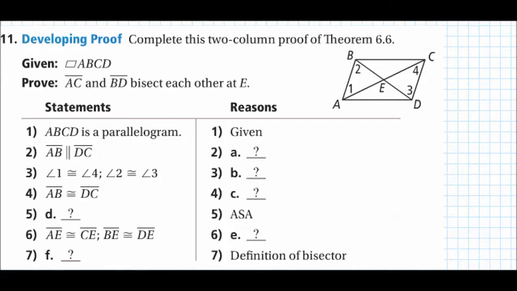The next step says AB and CD are parallel. Well, that's true. That's part of the definition of a parallelogram. So that's easy enough. Now what it tells us is angle 1 is congruent to angle 4, and angle 2 is congruent to angle 3.